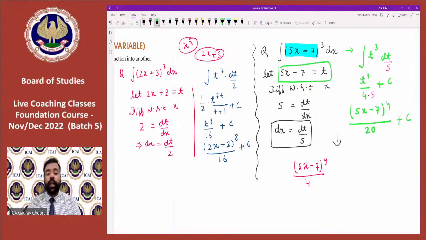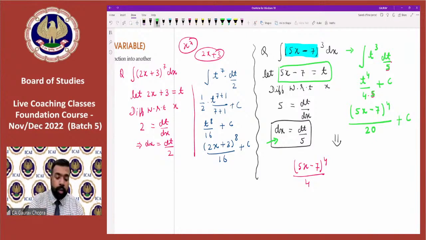Okay, it was 20. (5x minus 7) to the power of 4 and then divided by 20, because dx is equal to dt by 5. So here we have to write dt by 5. That is why we are writing 5 and it becomes 20. Okay, so now focusing on the shortcut: the power will increase by 1 and be divided by the same power.